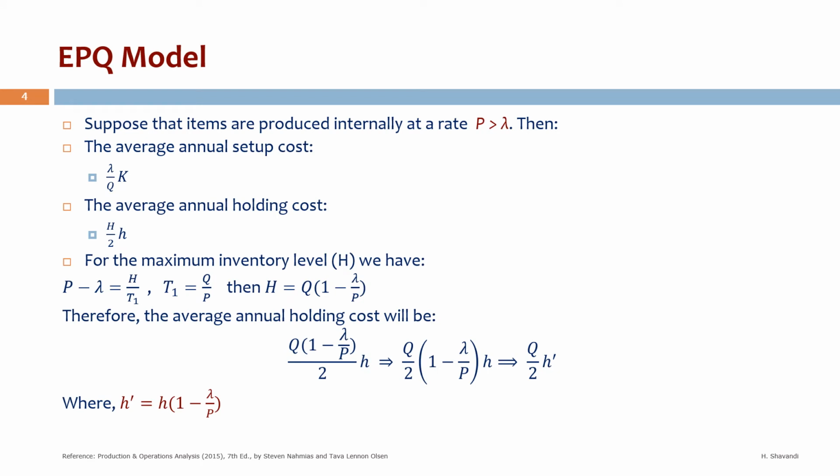So in the EPQ model, our order size is Q and the demand is lambda, so it's obvious that lambda over Q is the number of orders that we have per year. If we multiply this by K, the setup cost or ordering cost, it will be the average annual setup cost, same as the EOQ model, right? No difference here. But for the average annual holding cost, so this is our inventory level behavior.